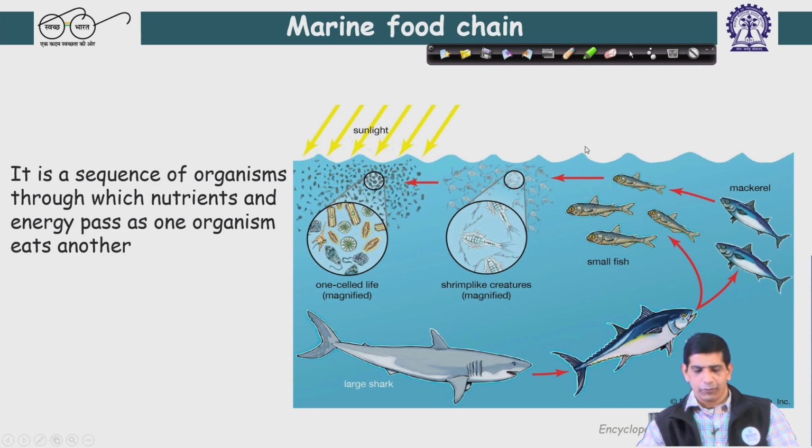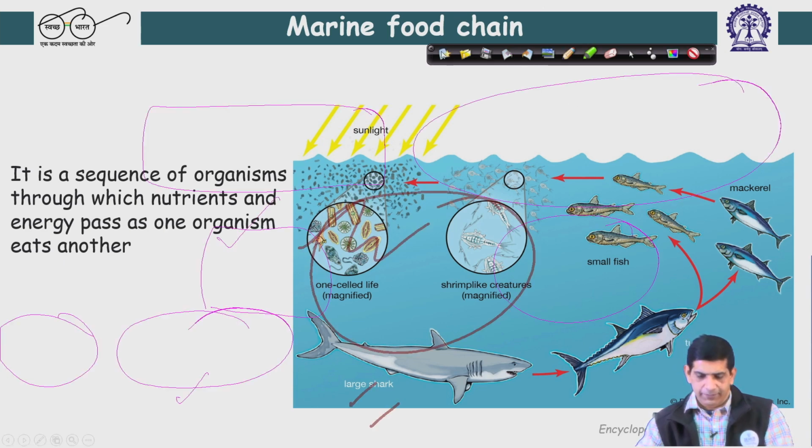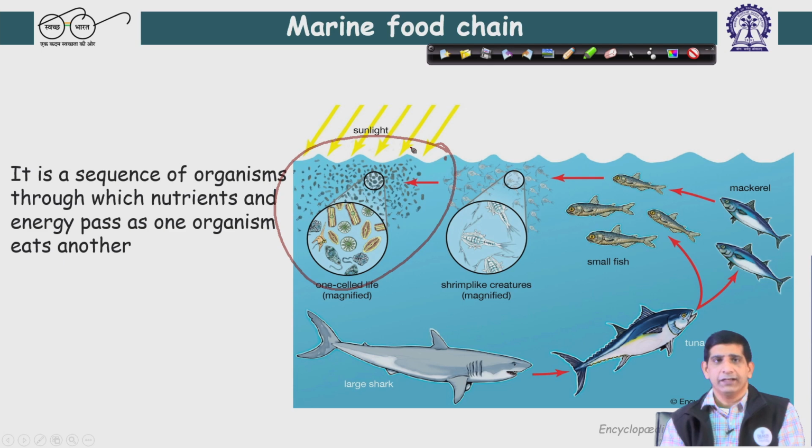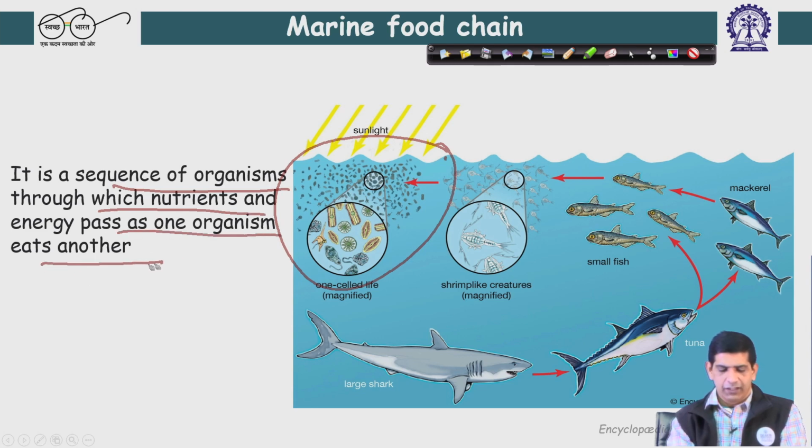In terms of the marine food chain, as you can see, you have sunlight coming in, and you have different phytoplankton. It is a sequence of organisms through which nutrients and energy pass from one organism to another as one organism eats another. So we have this one-cell life, which is a magnified picture of those phytoplankton. Then we have shrimp-like creatures.